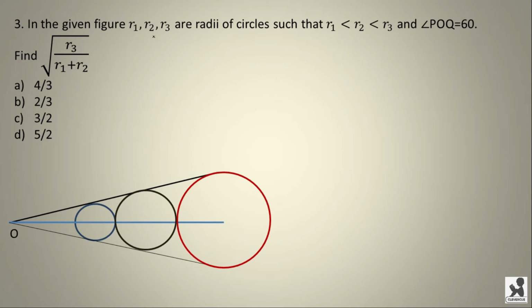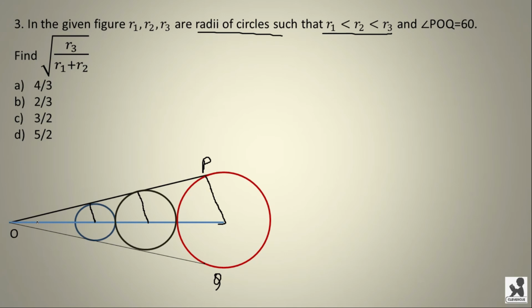Here in the given figure, R1, R2, R3 are radii of circles, and R1 is less than R2, which is less than R3. Then this length will be R1, and for this bigger circle it is R2, and for the next bigger circle it is R3. Let us name these points. This is O. We are given POQ as 60 degrees. So this is P and this is Q.